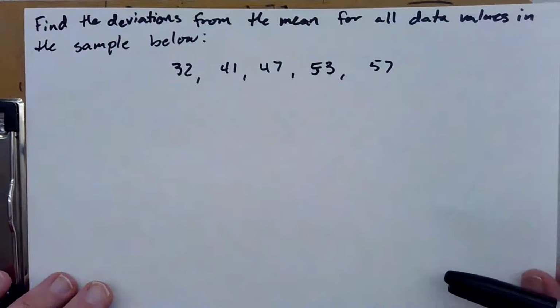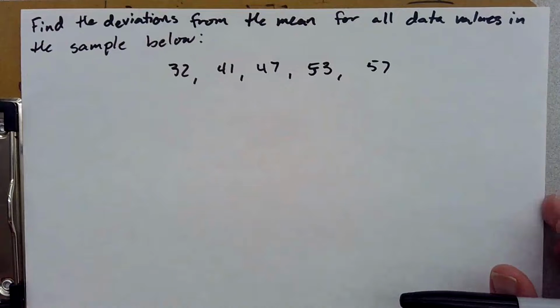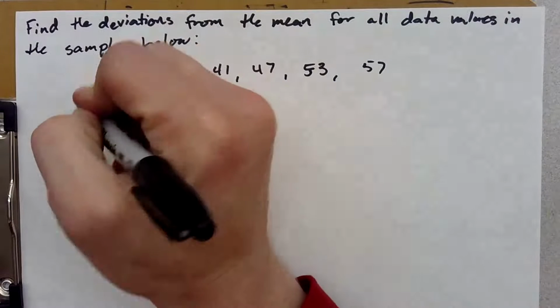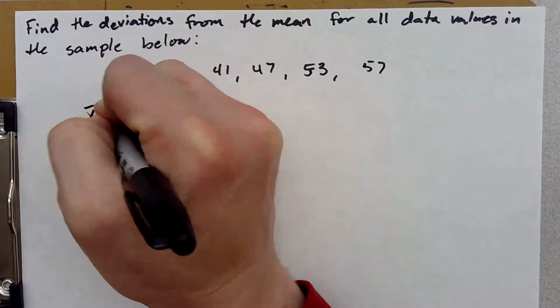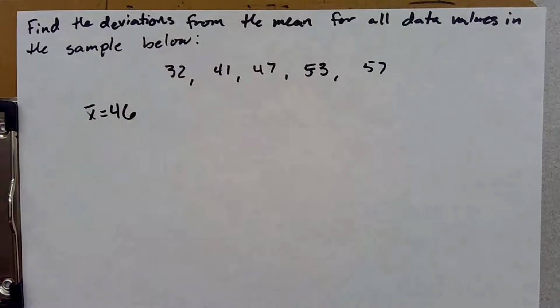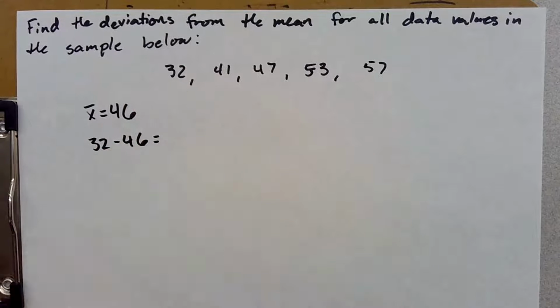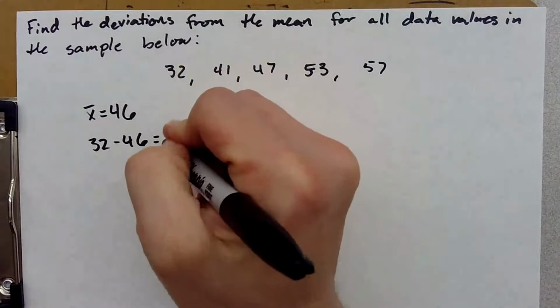Next, we are asked to find the deviations from the mean for all data values in this sample: 32, 41, 47, 53, 57. The mean here is 46. And the deviations from the mean are just the differences between each of the values and the mean. So we take 32 minus 46, and that gives us a negative 14.